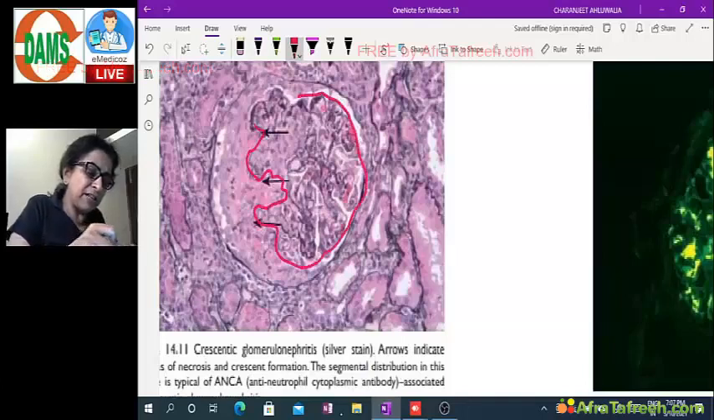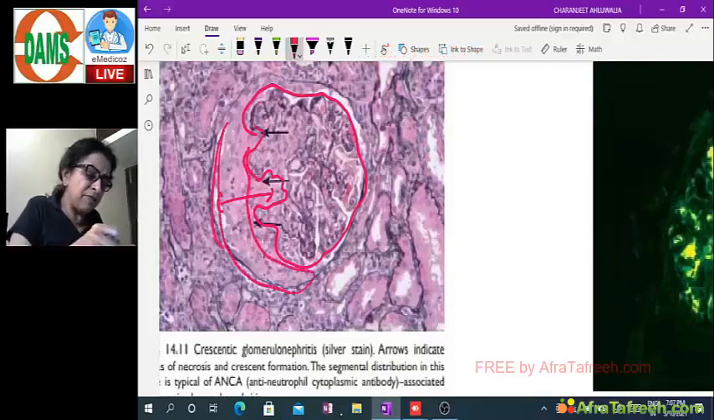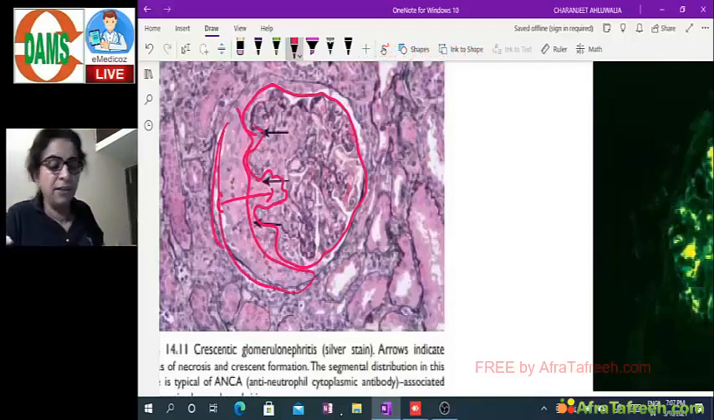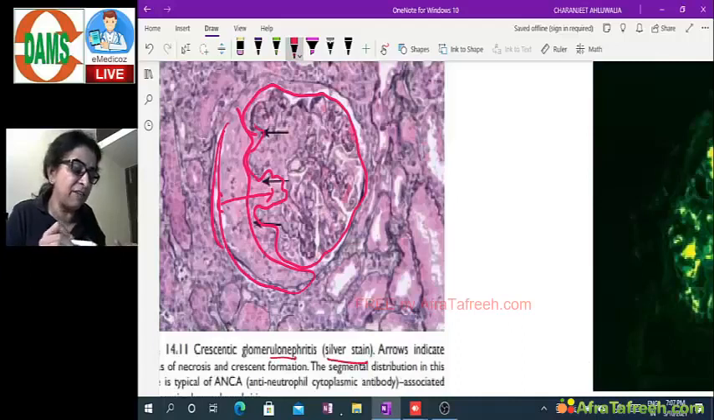This is a silver stain. And what do you see outside this glomerular capillary tuft? Something is filling it up. This is the picture of how a crescent looks. This is a crescent, crescentic glomerulonephritis.